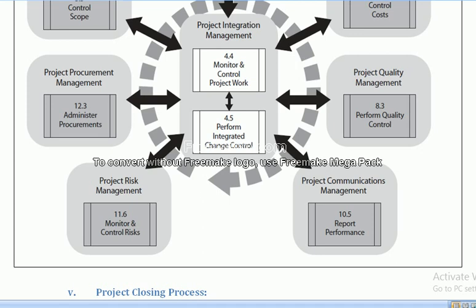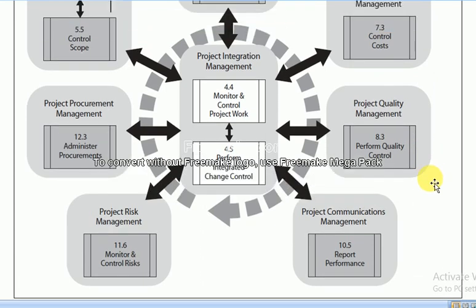Sixth step is to perform integrated change control. Dear students, I am now going to explain all these things. Change in a project must be implemented in an integrated manner. We will integrate all activities, because a small change in one aspect of the project might impact the overall project.